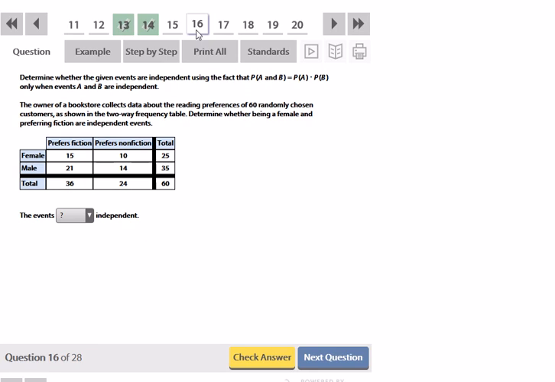Determine whether these events are independent. Okay, so the owner of a bookstore collects data about reading preferences of 60 chosen customers. Determine whether being a female and preferring fiction are independent events. Okay, so there are 25 females in total out of 60. Times preferring fiction, there are 36 people that prefer fiction out of 60, and that would have to be equal to females that prefer fiction out of 60.